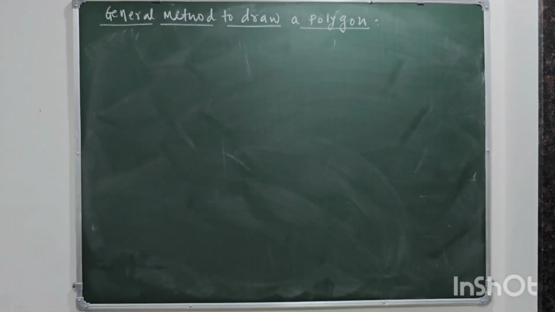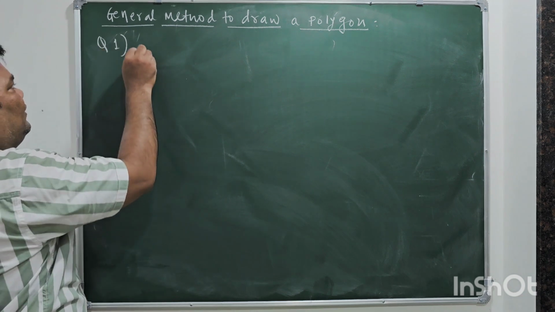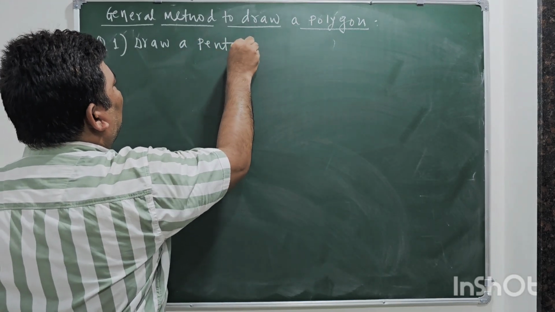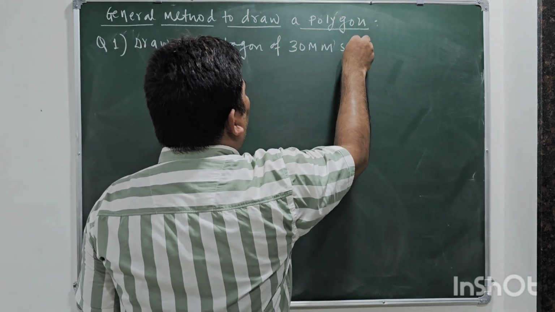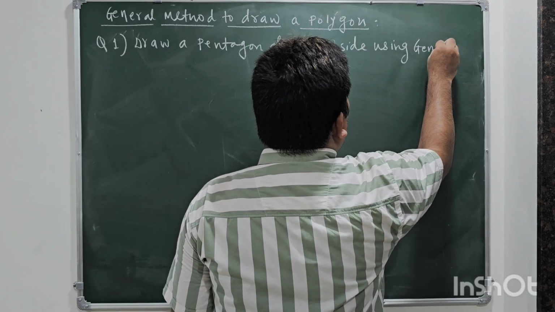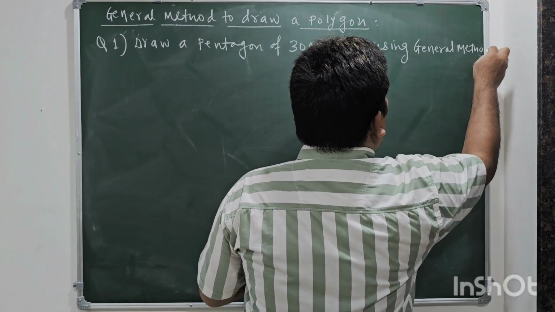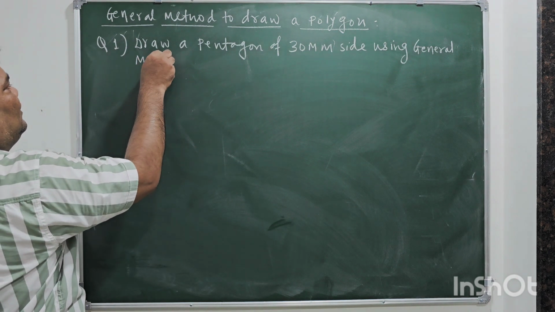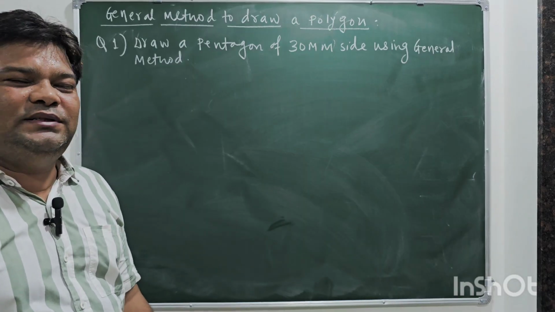Okay. Now with the example only we will start. So question number 1 you can write, draw a pentagon of 30 mm side using general method. Okay. Space is not there, so I can write here using general method. Okay, this is the question. This question may come in the exam for the 7 marks.